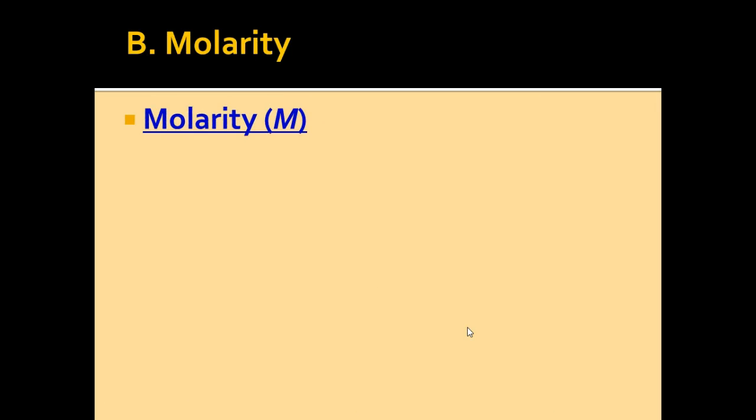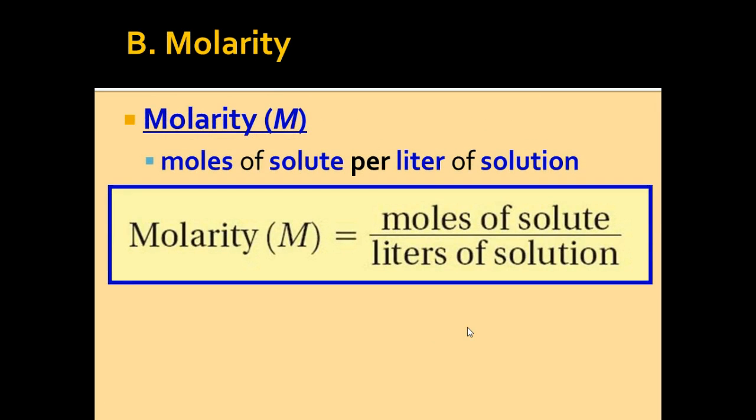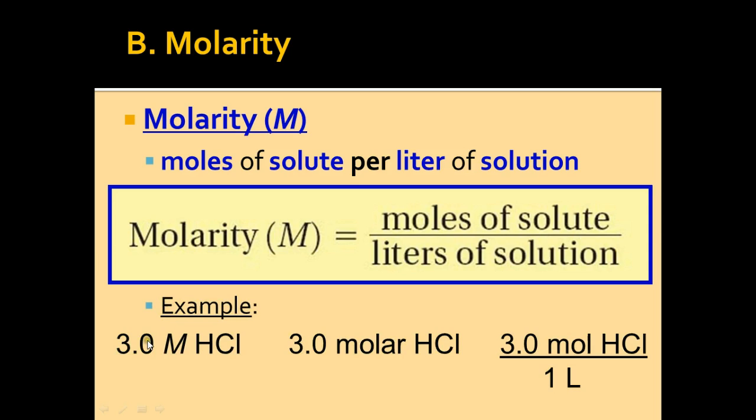Molarity is a measure of concentration, and the formula is moles of solute per liters of solution. Usually it's measured with 1 liter of solution at the bottom. So molarity is moles of solute for 1 liter of solution, usually. There are several ways you can write molarity. You can write it as 3 M HCl, where the capital M stands for molarity, or 3 molar HCl, or sometimes you can write it as 3 moles of HCl over 1 liter. That's what I'm talking about: molarity is usually measured with 1 liter of solution, and how many moles go in, like this.